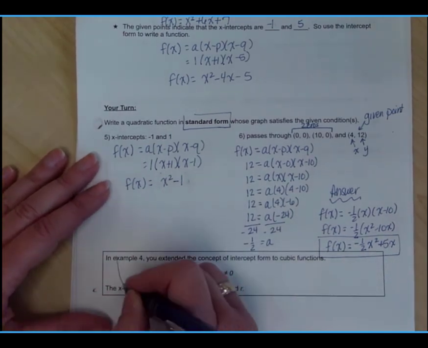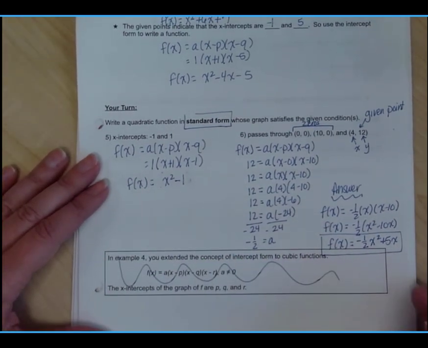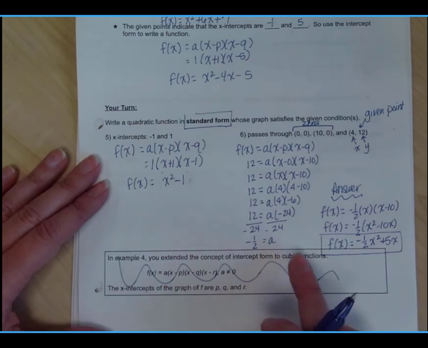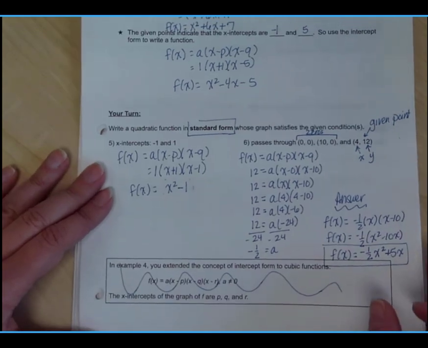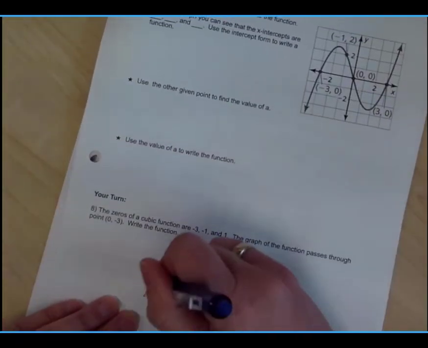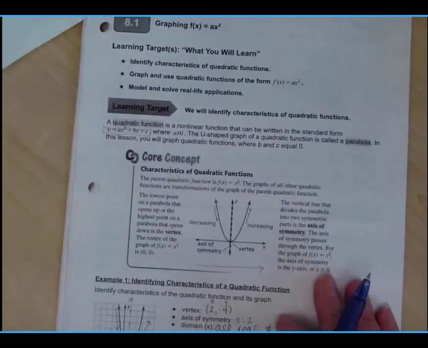Now, our next order of business is to work on cubic functions, but we're going to pause for that and stop here with your turns 5 and 6. So the next few examples we will not be doing.